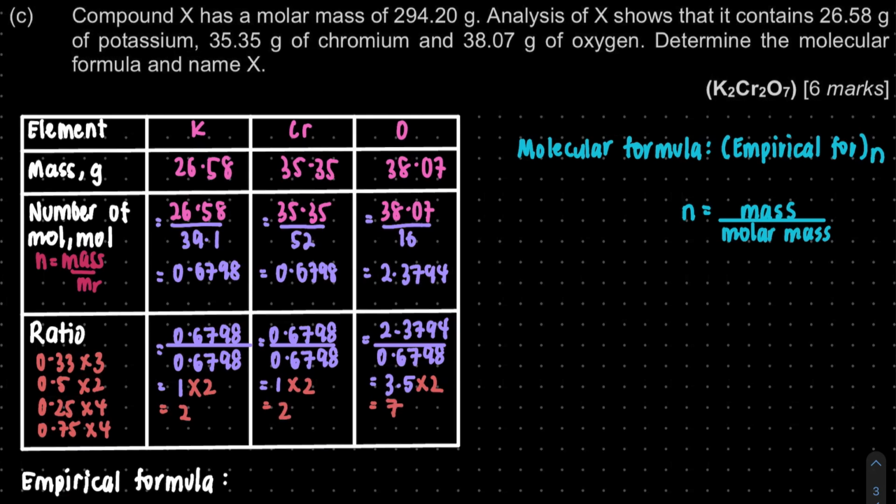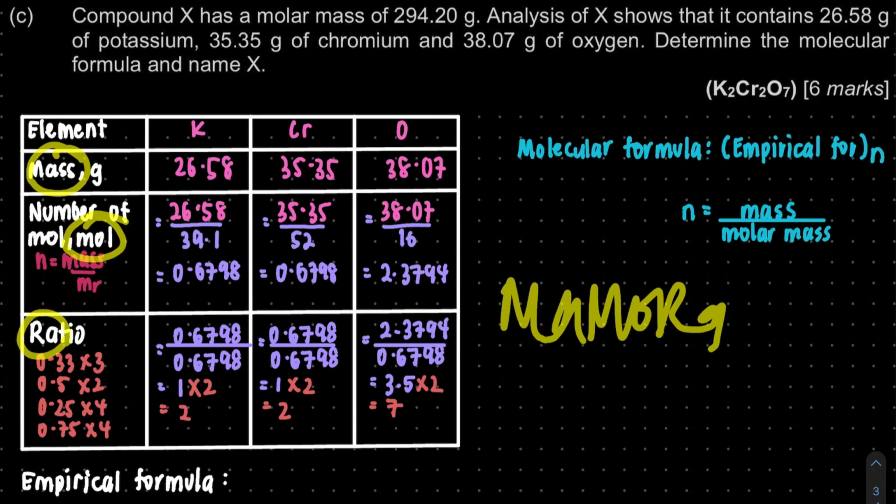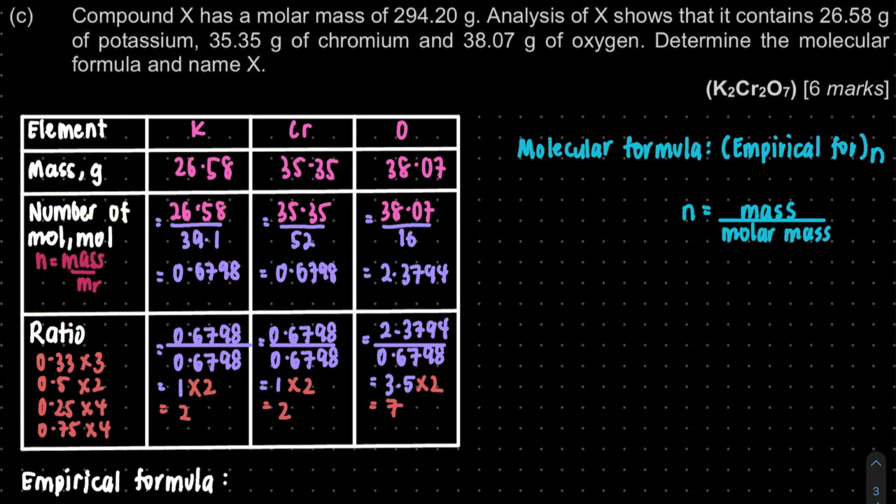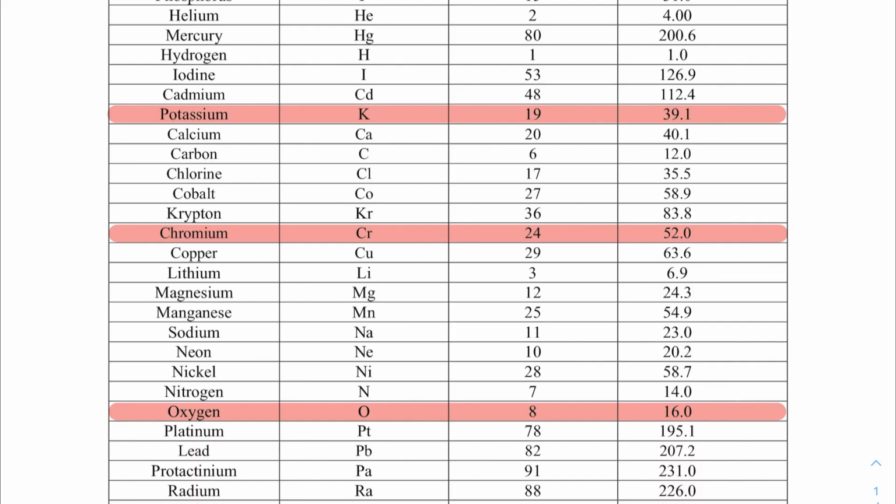Based on the mamora table, again, mamora stands for the mass, the mole, and the ratio. Here we know that the molecular formula will be K2Cr2O7. If you can't remember the symbols for potassium, chromium, and oxygen, they are available on the list of constants. Just now we only looked at the molar mass, but you can also find your symbols there.